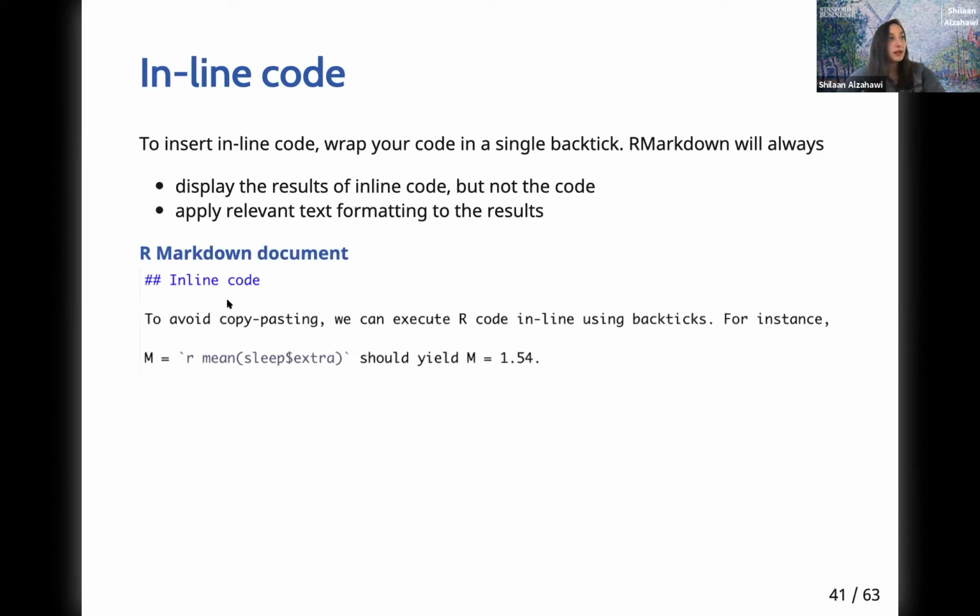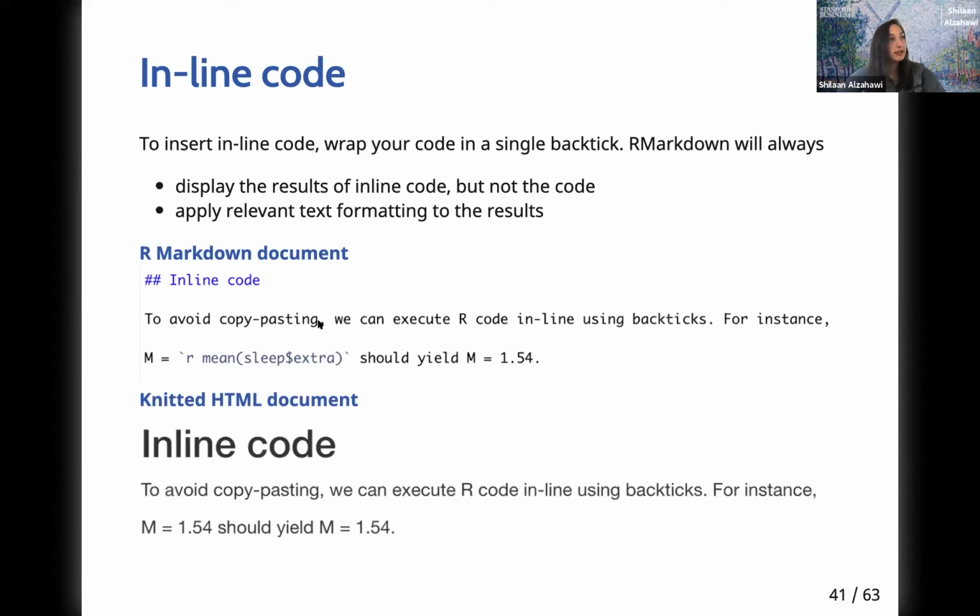This is my R Markdown document in which I wrote this text that we've been talking about, Jeffrey. Just to avoid copy pasting, we can execute R code, etc. And then I say, for instance, here I say M equals, and then between these backticks, I write R mean of sleep$extra. So here I'm saying, take the variable extra from the data frame sleep and give me the mean of it. And then when I knit my document, so this is the R Markdown document, and then when I click knit, here you get M equals 1.54.